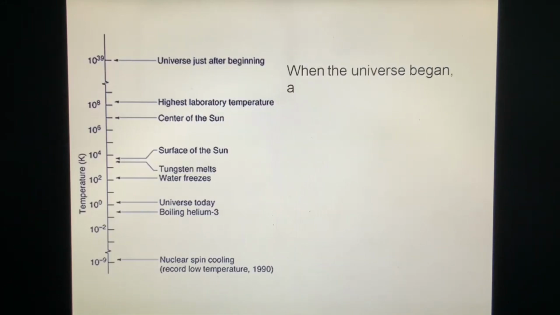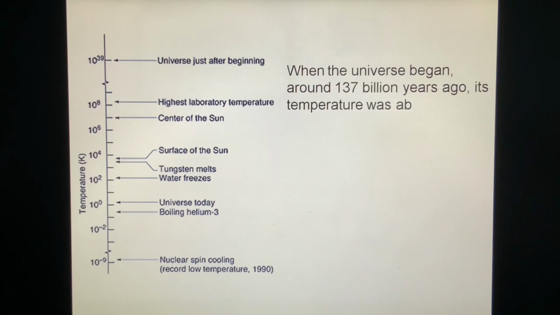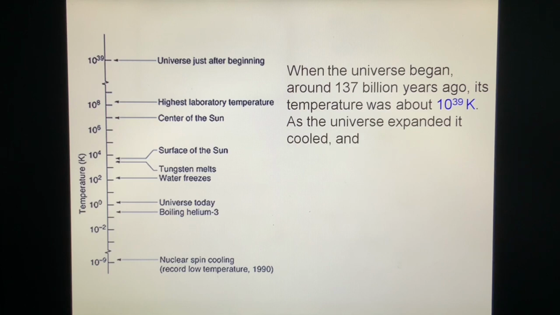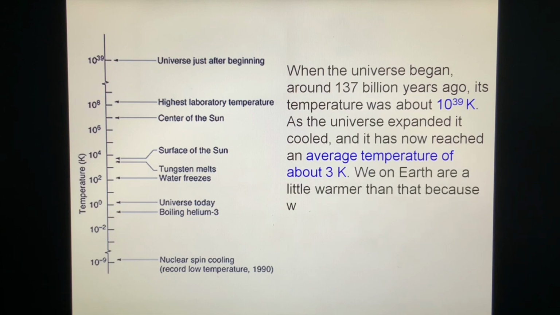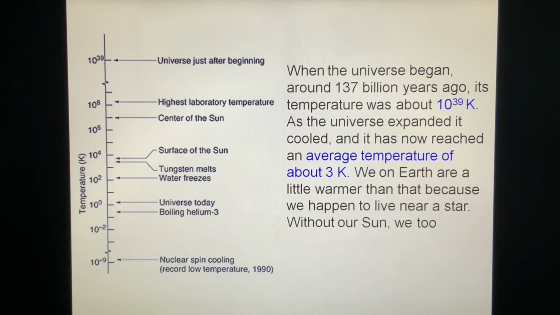When the universe began around 13.7 billion years ago, its temperature was about 10 to the 39 Kelvin. As the universe expanded, it cooled, and it has now reached an average temperature of about 3 K. We on Earth are a little warmer than that because we live near a star. Without our sun, we too would be 3 K, or rather, we would not exist.